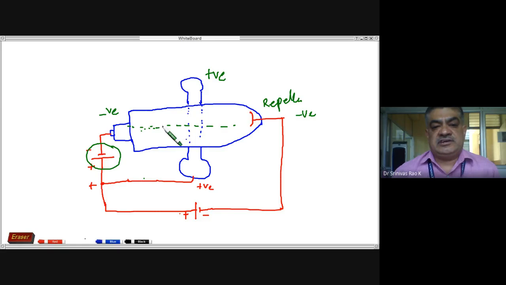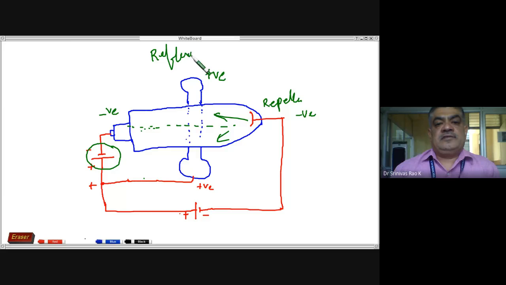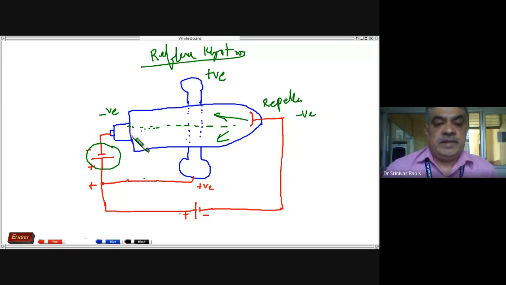Electrons are negatively charged particles. That's why they get repelled from here, by the repulsive force. Why? Because the same negative is there. I don't know how people can make such a mistake. Please understand, this is very, very important. Don't repeat such things. Otherwise, we are all matured engineers. If we do such things, then it's very bad actually.